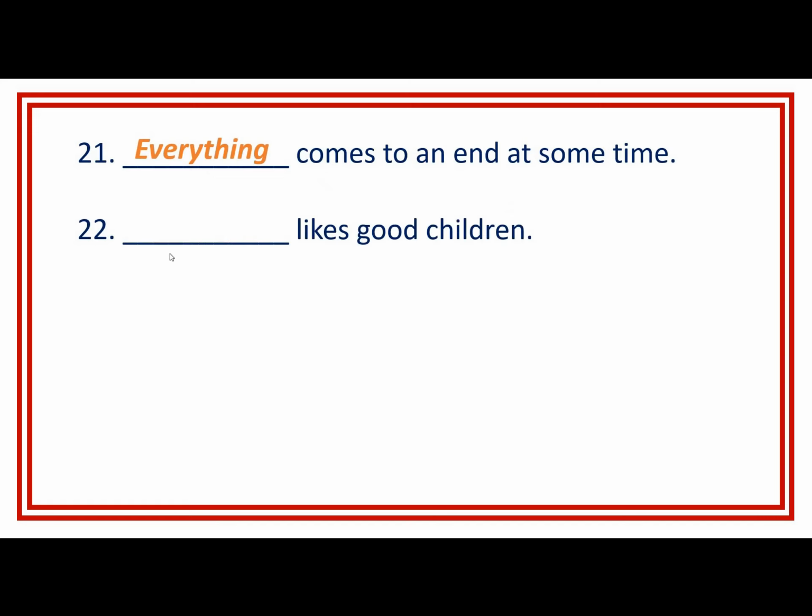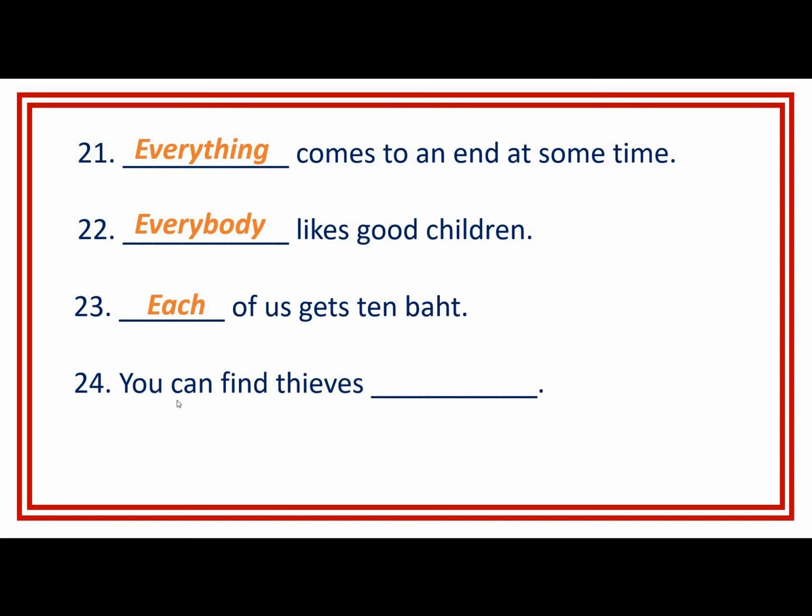Number 22. Blank likes good children. Answer is, everybody likes good children. 23. Blank of us gets 10 baht. Answer, each of us gets 10 baht. Number 24. You can find thieves blank. Answer, you can find thieves everywhere.